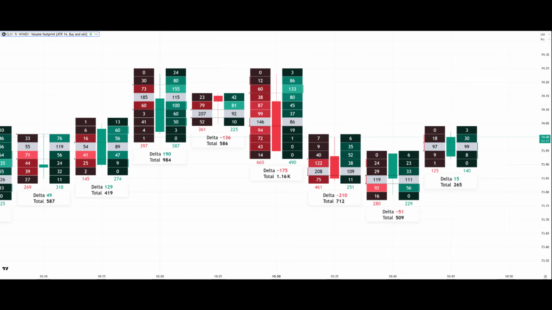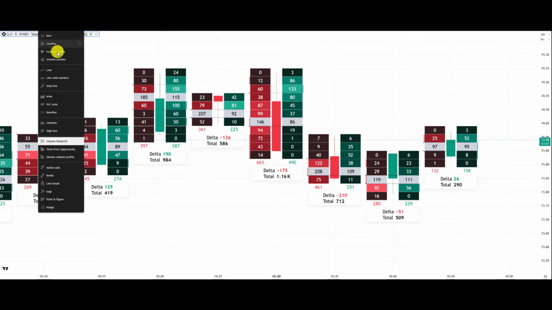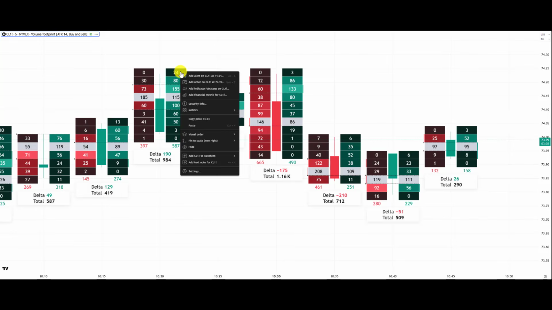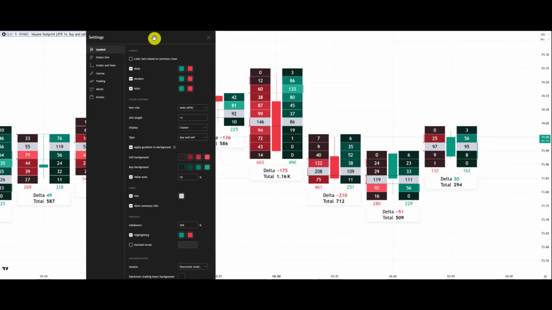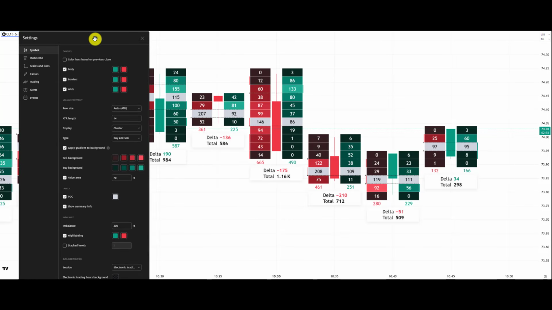But once we've added our footprint chart onto the candlestick chart, and you can find that by going to the different chart types. You can see volume, footprint there. You click on that. We want to head to settings, so we can right click on any of the footprint chart there, hit the settings, and you can then see we've got a lot of possible tweaks that we can apply to our chart. Let's just slide that over there.